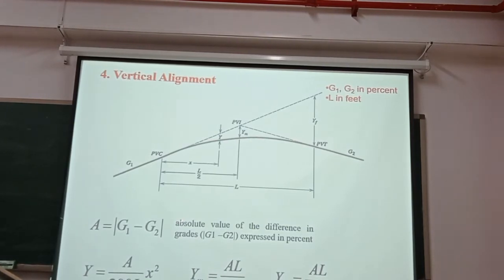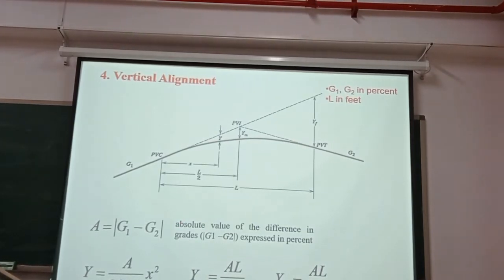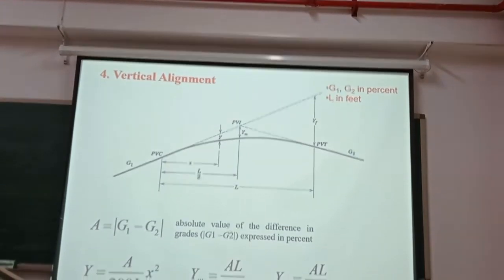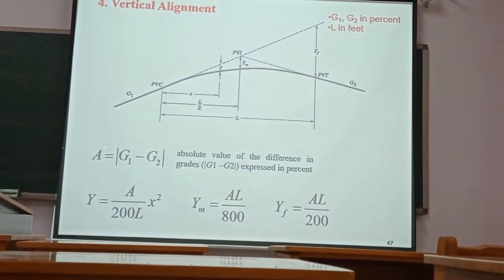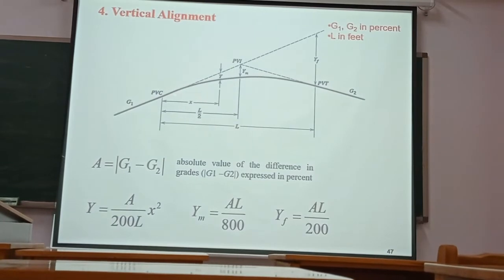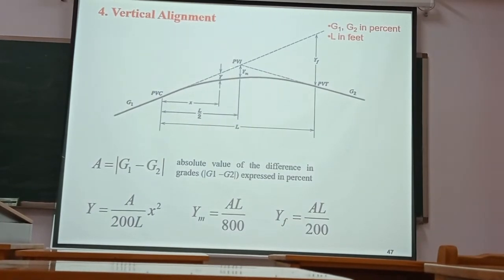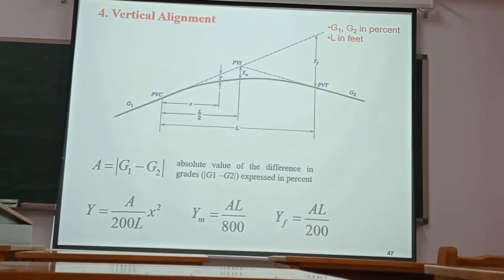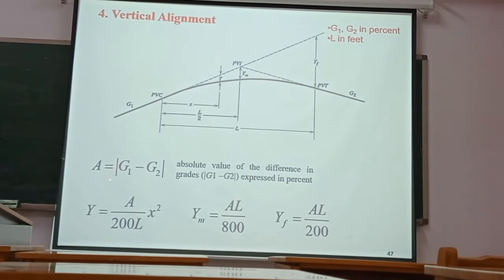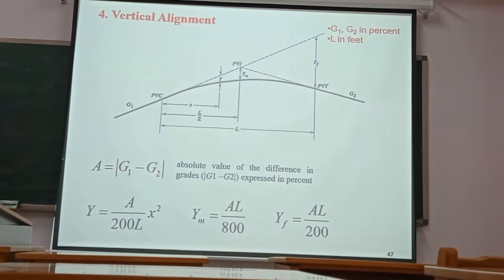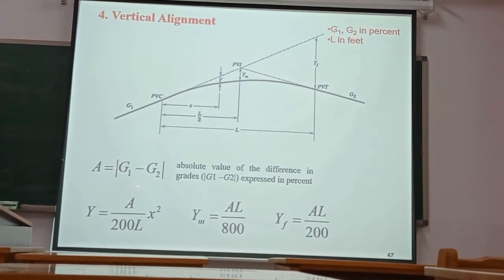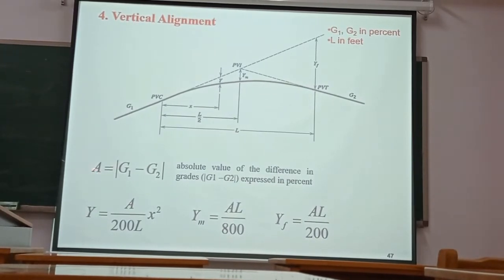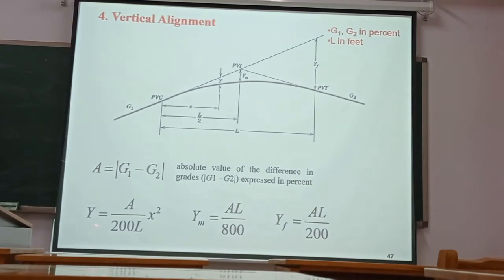When we calculate Y and Ym, we should first calculate or get A. We should know G1 and G2. Yes or no? Yes. When we get A, then we should use this formula to calculate Y.